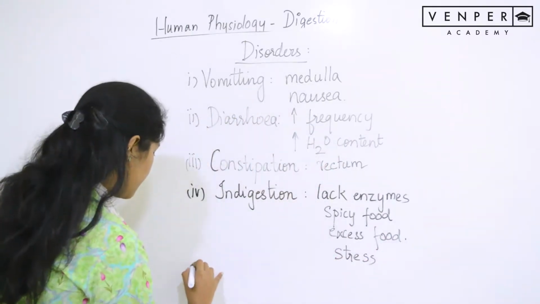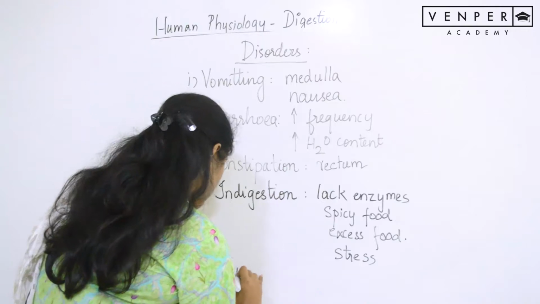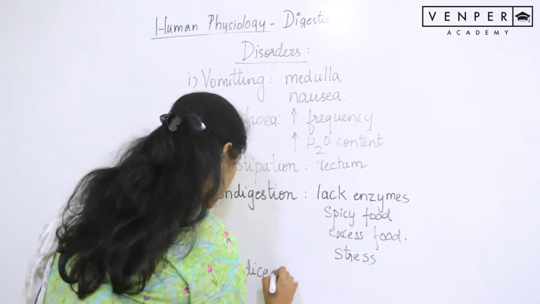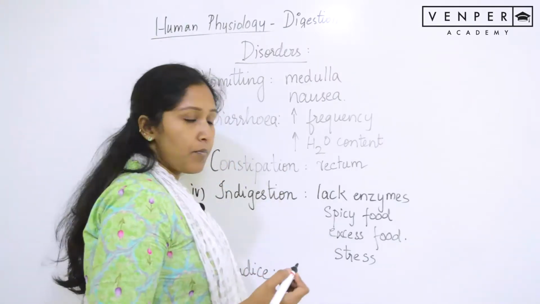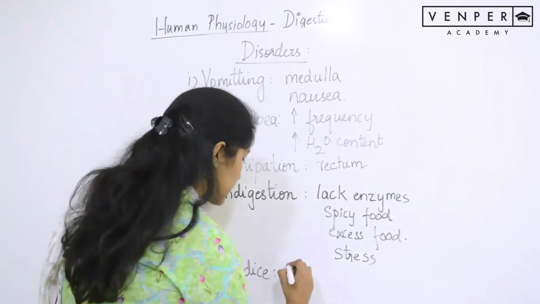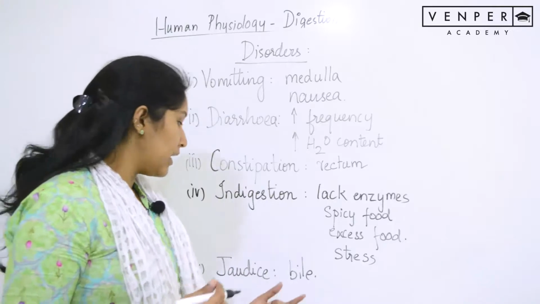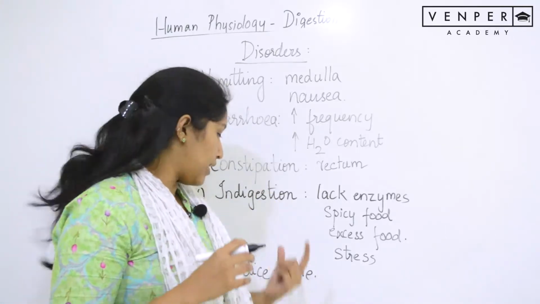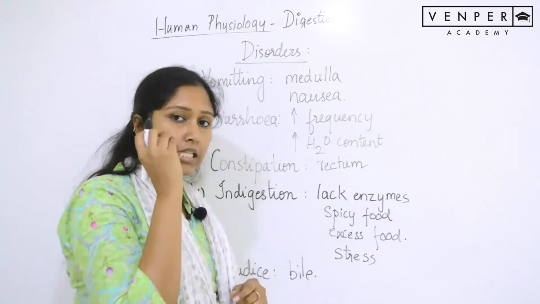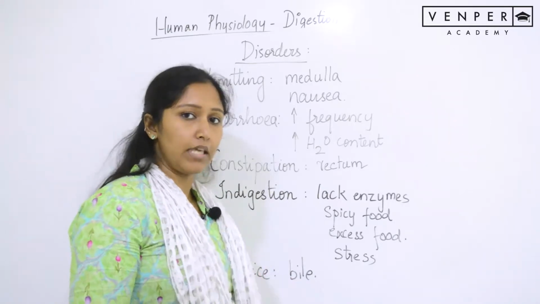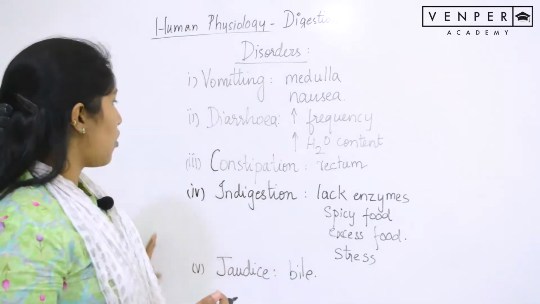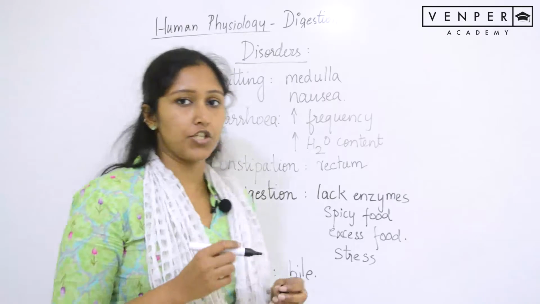And finally, you see jaundice. Jaundice is basically the inflammation of the liver, and it leads to excess bile secretions. Because of the excess bile in the blood, it gets deposited in the skin as well as in the eyes and in the nails, and they appear yellow. So these are some of the disorders that you see in the digestive system.